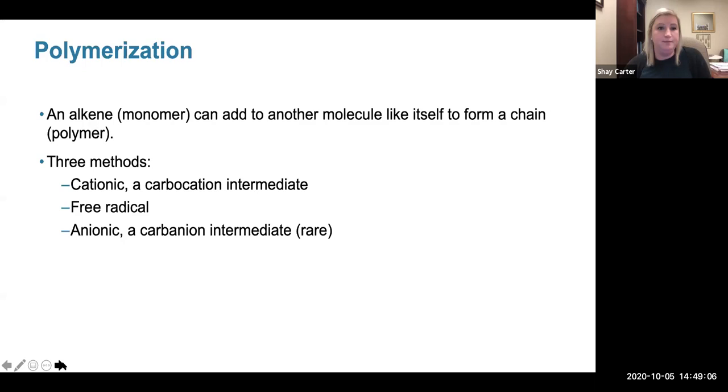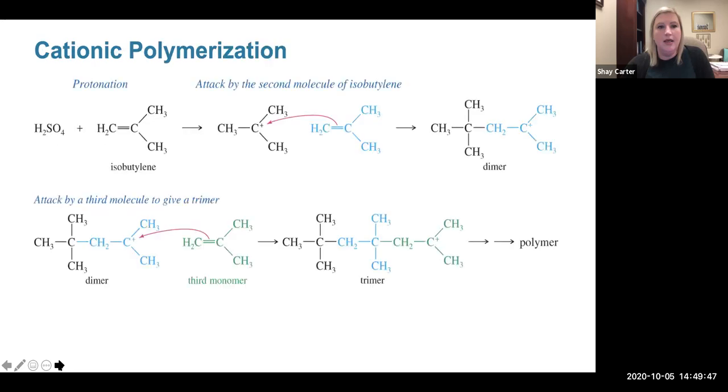Three methods of polymerization: cationic polymerization, free radical polymerization, and anionic polymerization. The cationic polymerization uses a carbocation intermediate, and the anionic polymerization uses a carbanion intermediate. Carbanions on the whole are very rare. We will talk about them briefly, but we don't see them very often, not nearly as often as we see carbocations. So cationic and free radical polymerization are our most common types of polymerization.